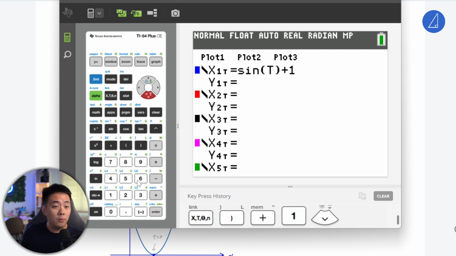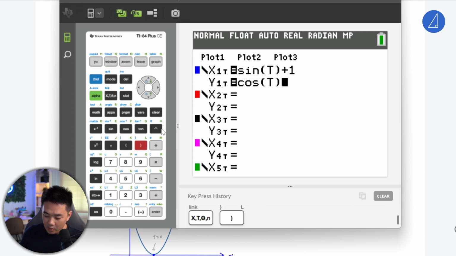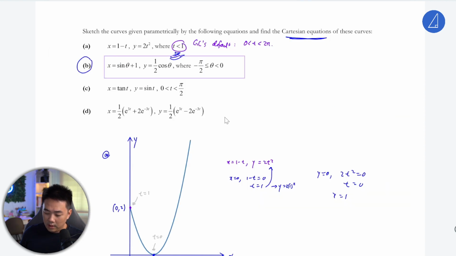So use your Casio, the other scientific calculator, the non-GC one, you just keep it in degrees, that's fine. But for this, I would strongly advise against changing this to degrees, because a lot of times students forget. So this is cosine t over 2. Key this into the calculator. What do we get?